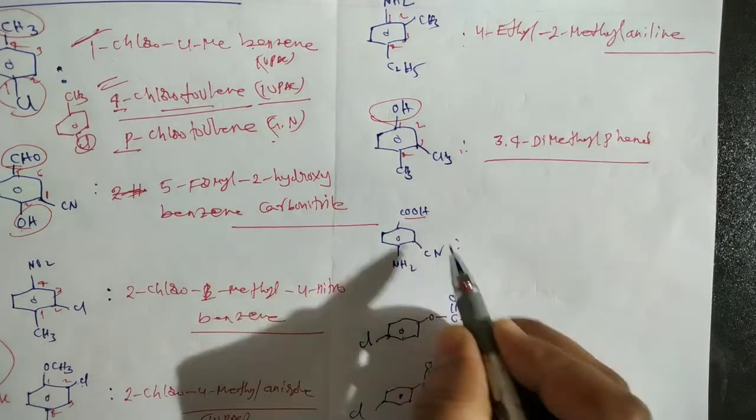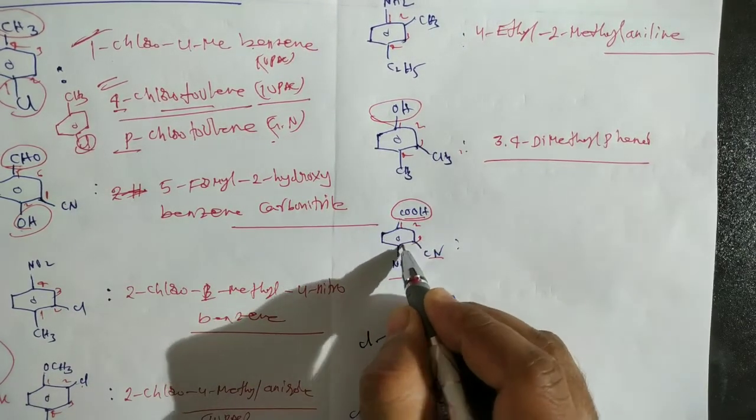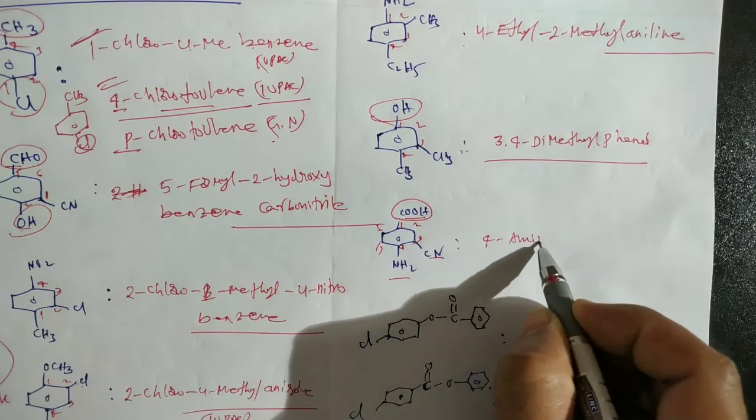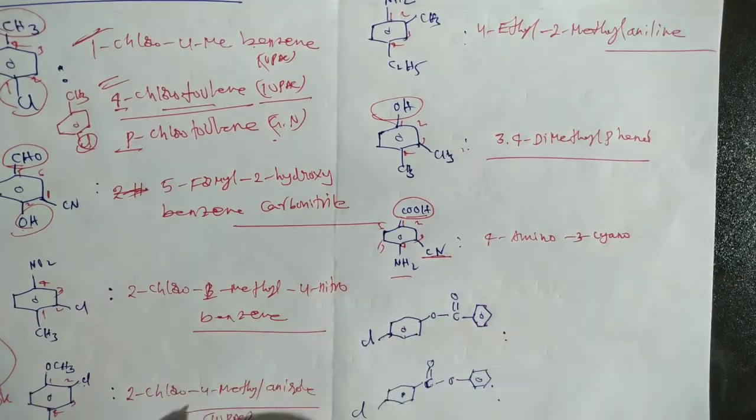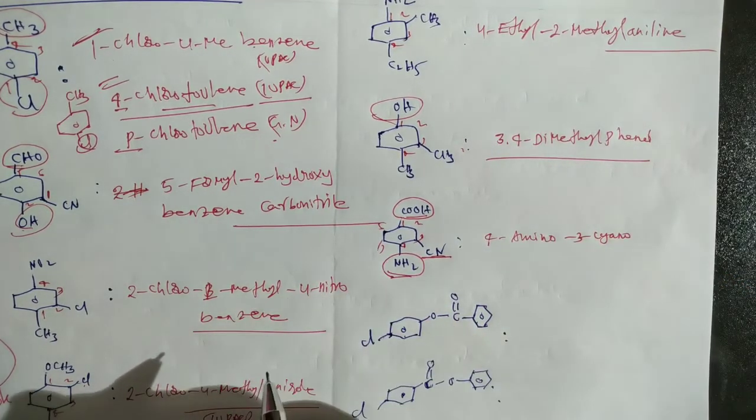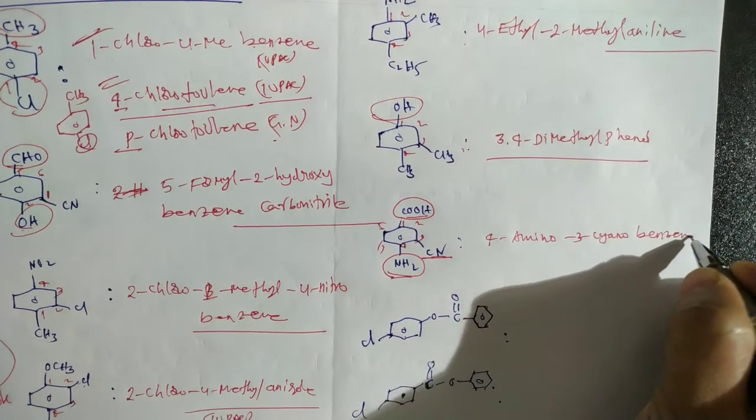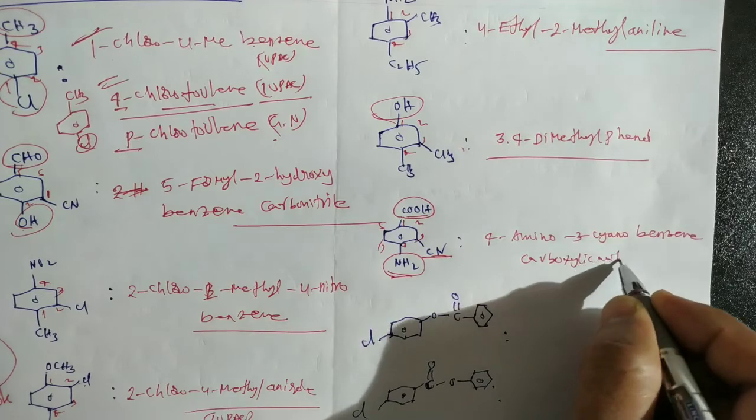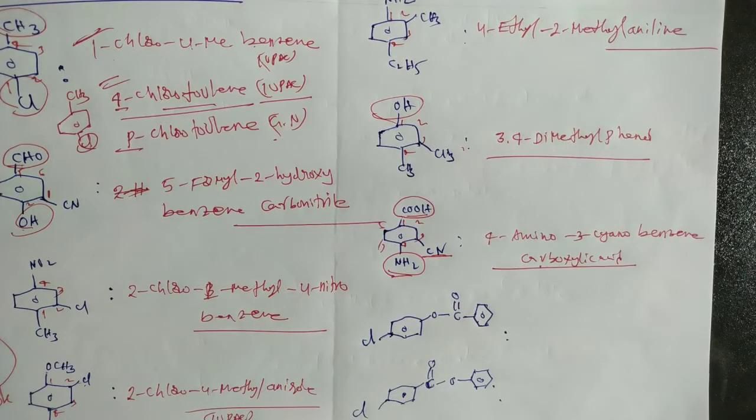Okay, next here COOH, CN, NH2. Here COOH is the high priority functional group, so 1, 2, 3, 4, 5, 6. So in this case 4-amino, 3-cyano, with cyano as a prefix and NH2 as amino: 4-amino-3-cyanobenzene carboxylic acid. Here in this case we can use benzoic acid also.